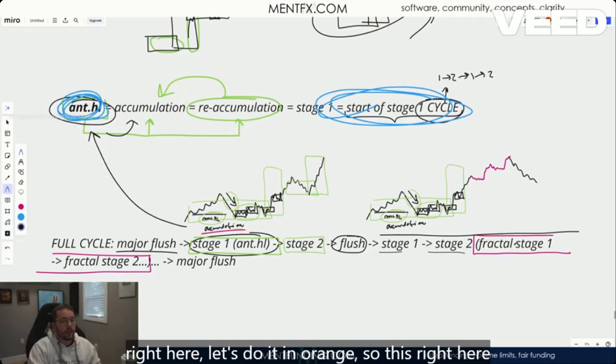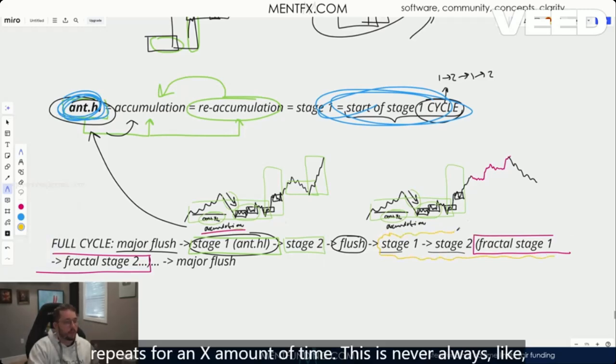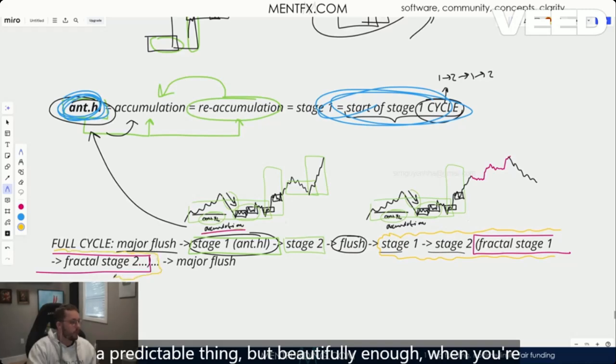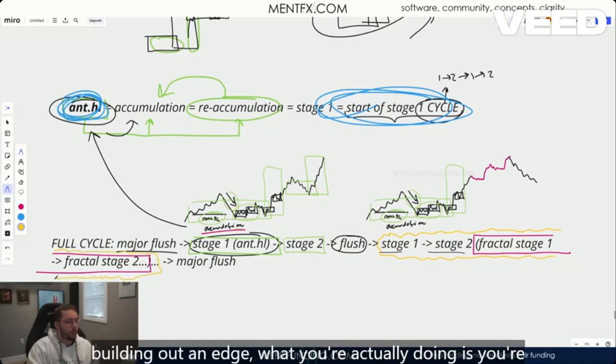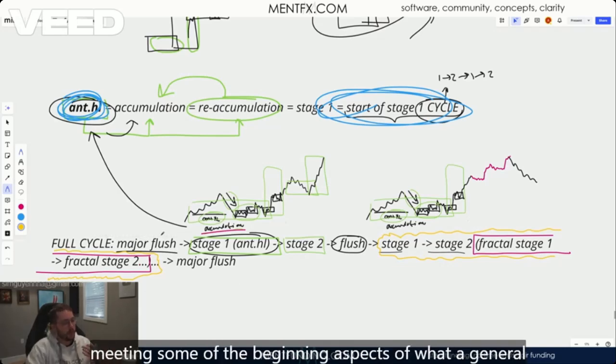So these right here, let's do it in orange. This right here repeats for an X amount of time. This is never always a predictable thing, but beautifully enough, when you're building out an edge, what you're actually doing is focusing on finding price action or finding markets that are meeting some of the beginning aspects of what a general cycle looks like.